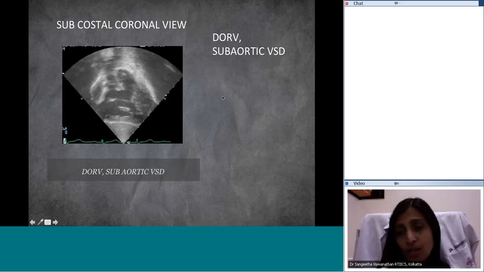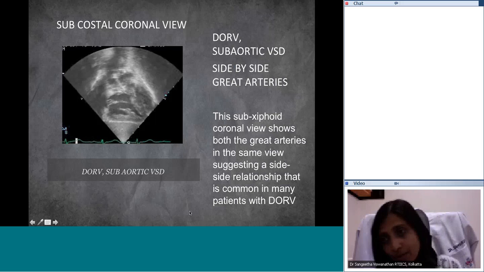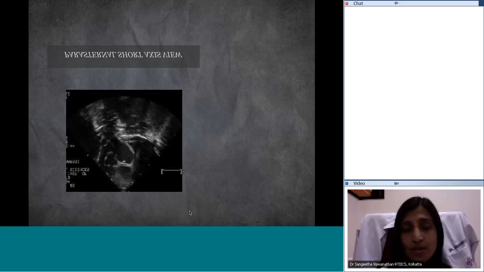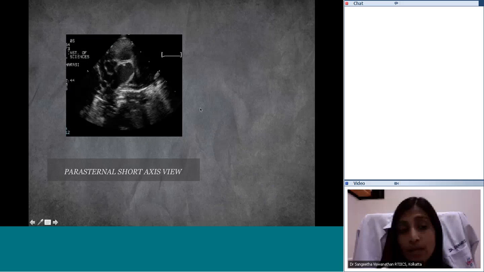So once again, this text just explains whatever we've just discussed. So these are two important views to look at double outlet right ventricle, the subcostal sagittal and coronal views, and that was a subaortic VSD.